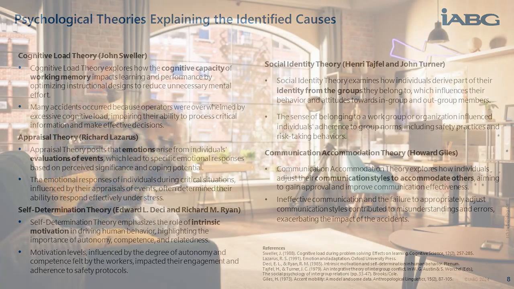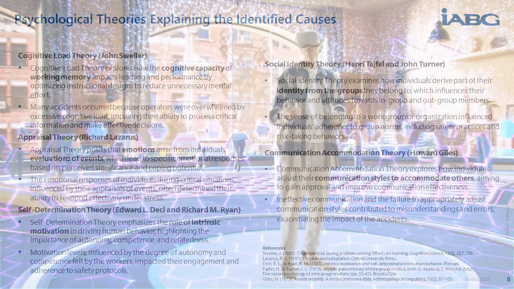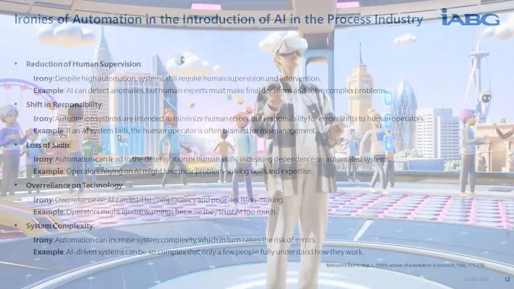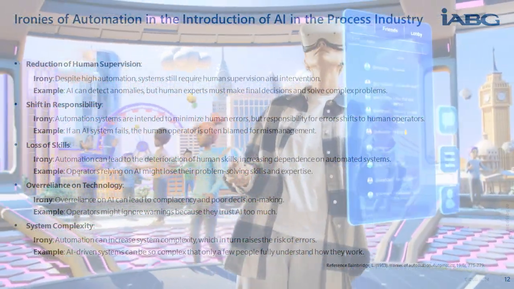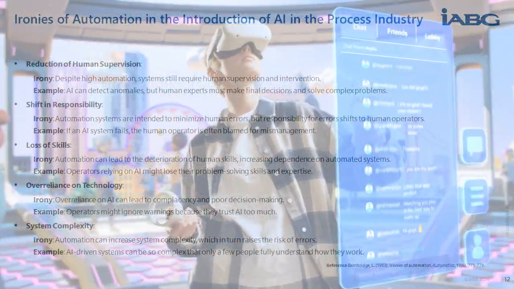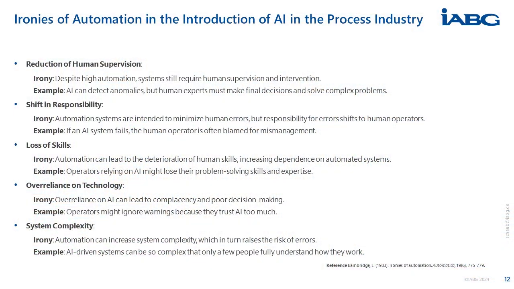I want to discuss the ironies of automation in the introduction of AI within the process industry. While AI and automation promise increased efficiency and reduced human error, they also introduce several paradoxical challenges.